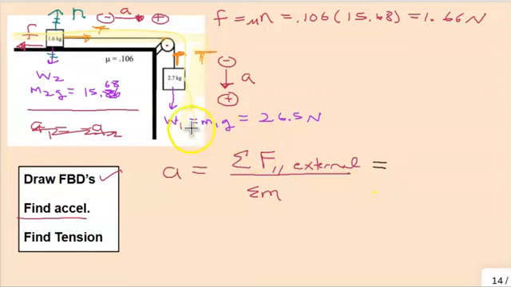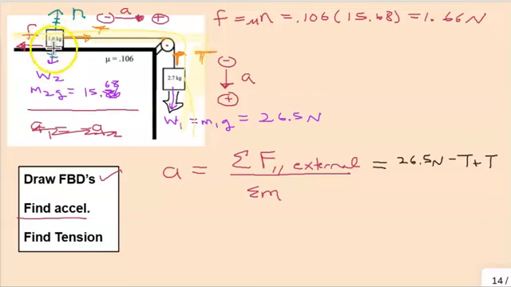Okay, so let's look at what we have. We have this weight that is with the motion, so that's positive. So we have 26.5 newtons. We have this tension that is opposite the motion, so that's negative. Working our way around, oh, we have this tension that is with the motion, so that's positive.